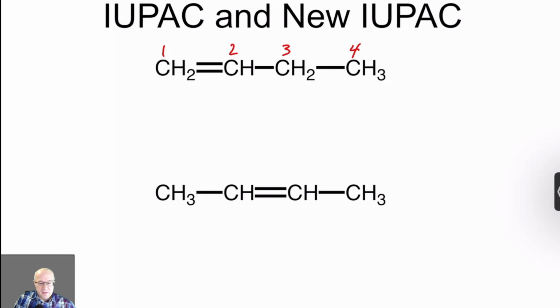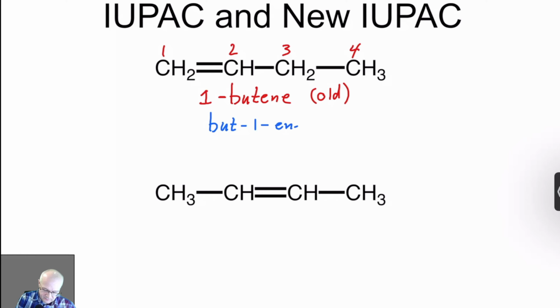Now, this has 4 carbons, so it's a bute. It's a bute something. It has a double bond, so it's a butene. And the double bond starts at carbon 1, so it's a 1-butene. That's the old way of doing it. This is the old way, or the antiquated way, or the antique way, however you want to say it. The new way would do it like this. But-1-ene.